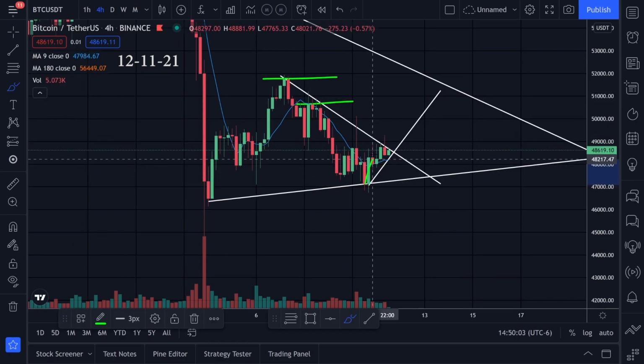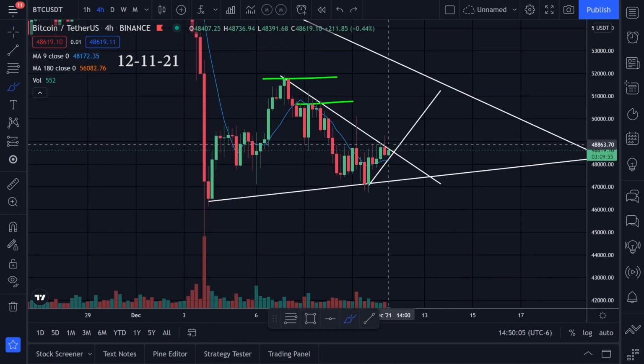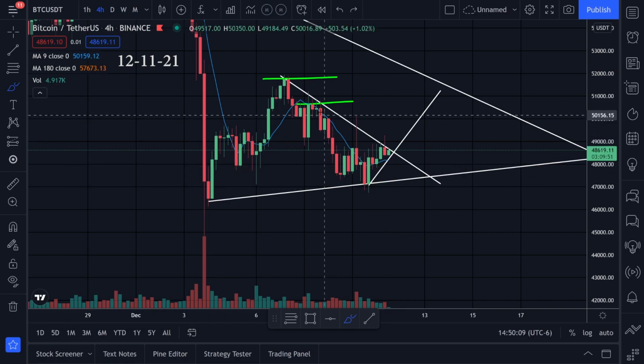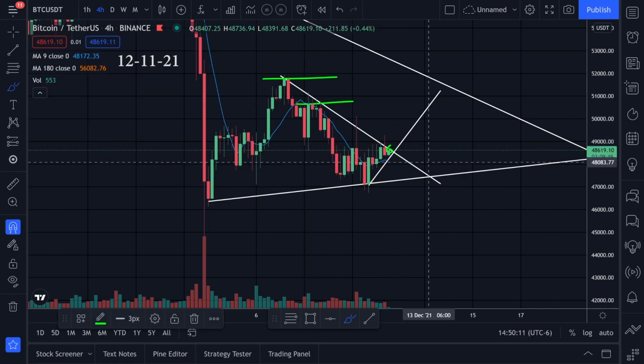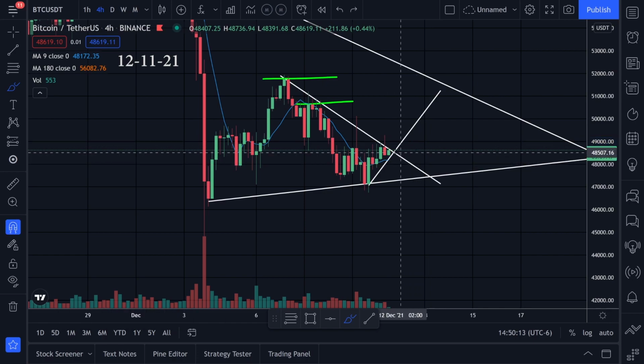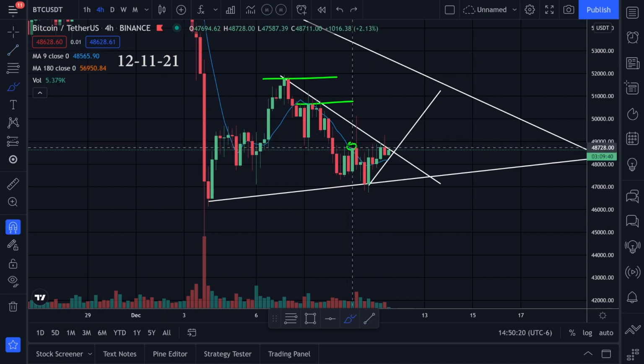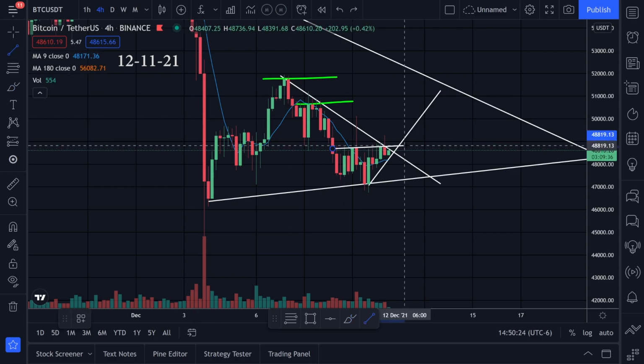Now I'm looking at this line right here. If we break it going further down, then I'll be looking at this bottom right here. But right now it looks like we're testing this going to the upside. If we could break this going up, the other thing I was looking at is the triangle. So we have resistance right here and resistance right here. We have this triangle pattern, something like this. Let's draw another trend line like this.